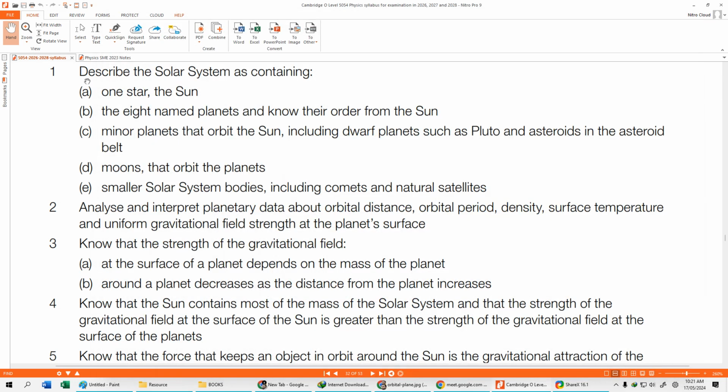So this is the information that you have to describe. Describe means you don't have to give any explanation for this. You just have to know where they are. You have to know about their existence. So once again, this information is something that you are required to memorize.